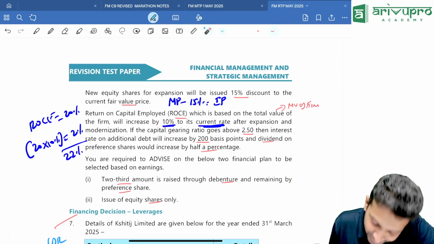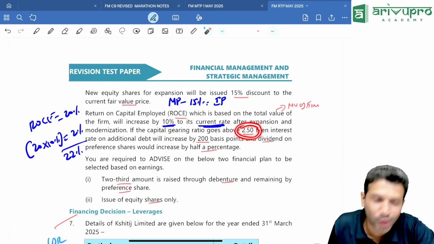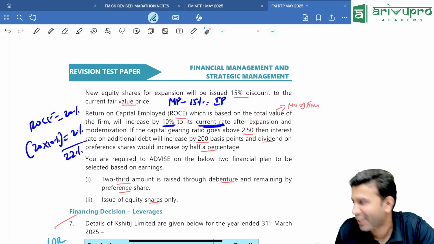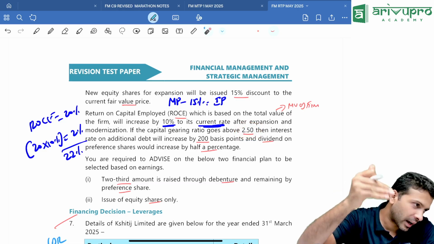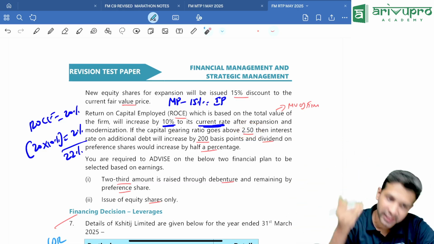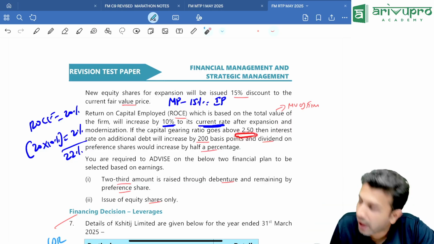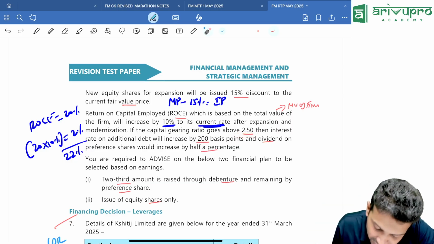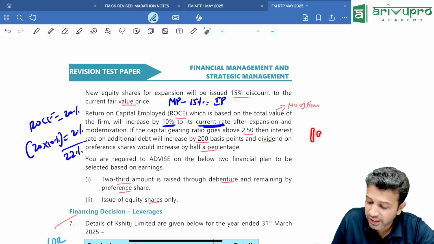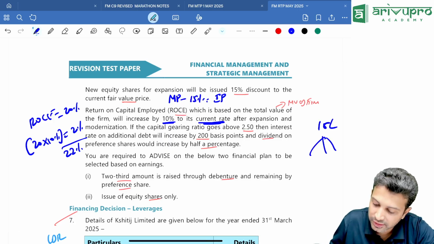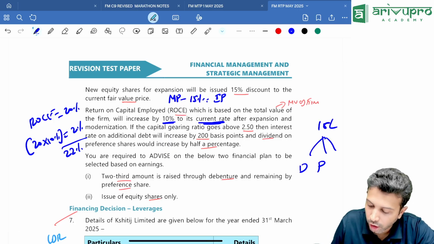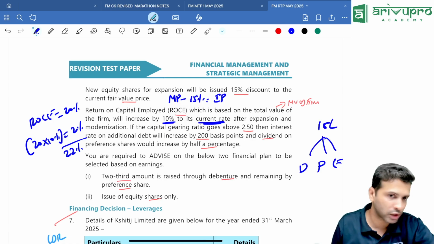Okay. Now, if the capital gearing ratio goes beyond 2.5, how do you calculate capital gearing ratio? Preference share capital plus debt divided by equity. If that number goes above 2.5, then the interest rate on additional debt changes. You need additional funds of 15 lakh. That 15 lakh you can raise through debt or preference shares or equity. You have three options.